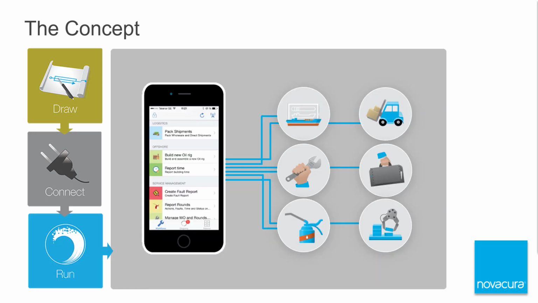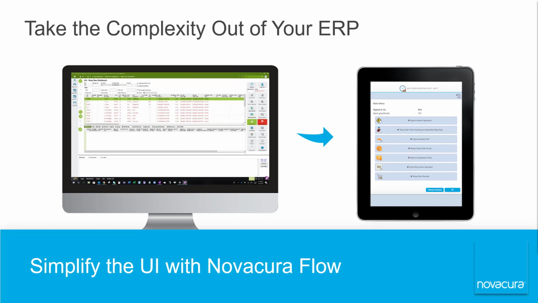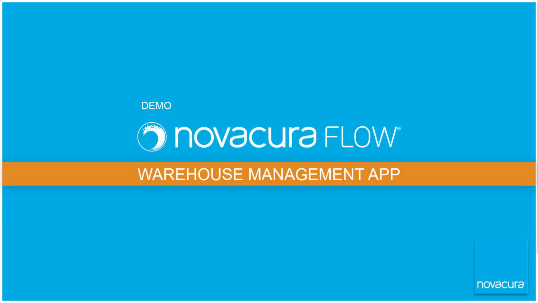The concept is easy. Draw your preferred business process, connect your workflow to any business system, and run your application on any mobile device or PC that you choose. Business systems are complex, but your user interface doesn't have to be. Let's take a look at an example of how your warehouse processes can be simplified with a custom warehouse management app from Novacura Flow.